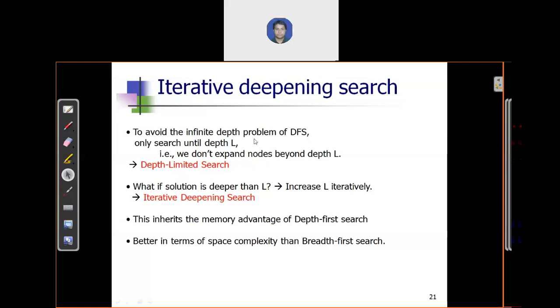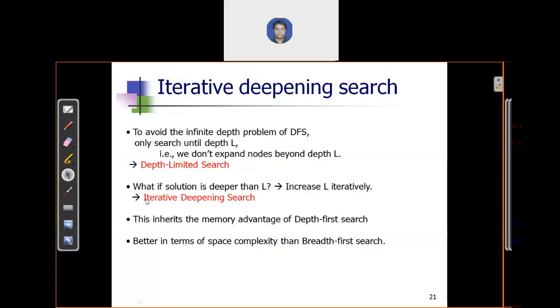To avoid the infinite depth problem of DFS, only search until depth L. So we don't expand nodes beyond level L. What we have seen in that explanation, we will find the goal node till we have reached the depth. That means depth limited search. You can also call it a depth limited search. What if the search is deeper than L? Increase L iteratively. We are increasing the level one by one.